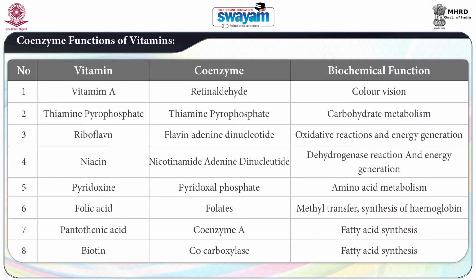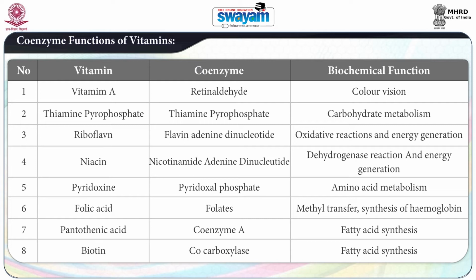Many of the vitamins, particularly the B complex group vitamins, function as coenzymes in combination with some other compounds, and they are involved in specific biochemical reactions. When there is a deficiency of the vitamin, naturally that particular biochemical reaction will be affected. Let us see some examples. Vitamin A, the coenzyme form of vitamin A is retinaldehyde, and the biochemical function is it is involved in color vision. The second enzyme is thiamine pyrophosphate.